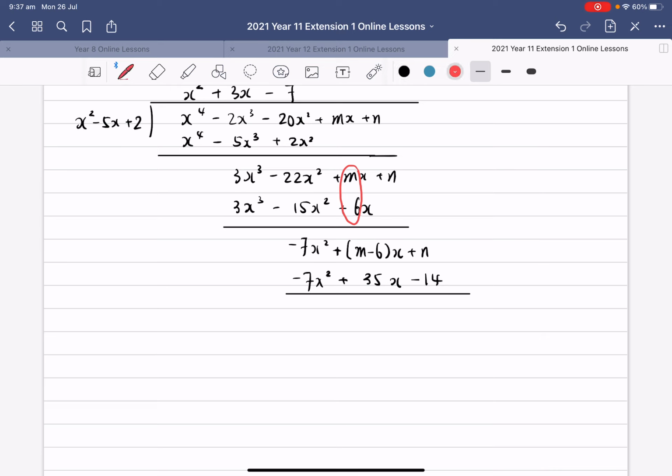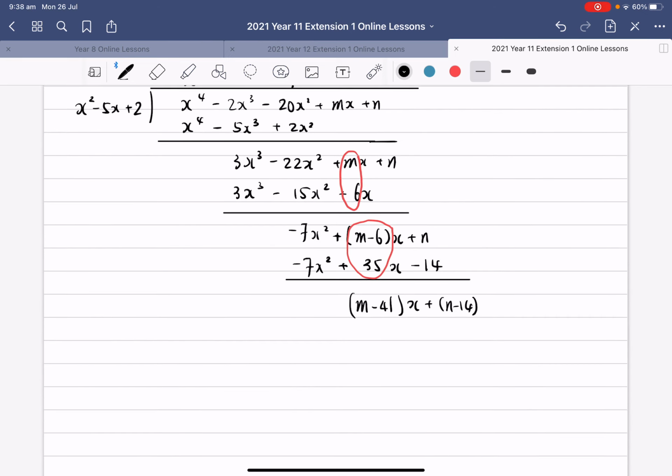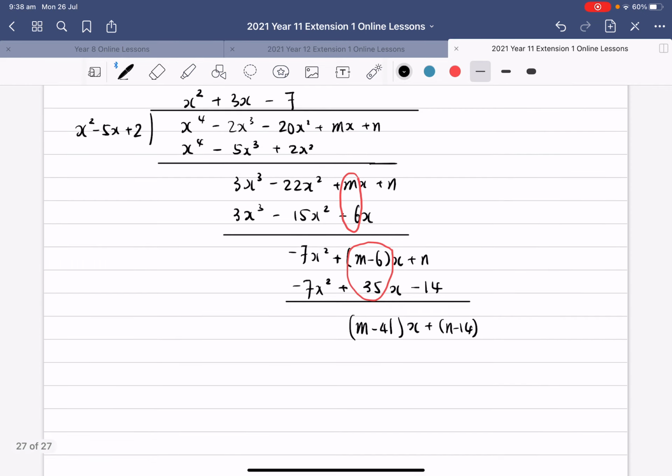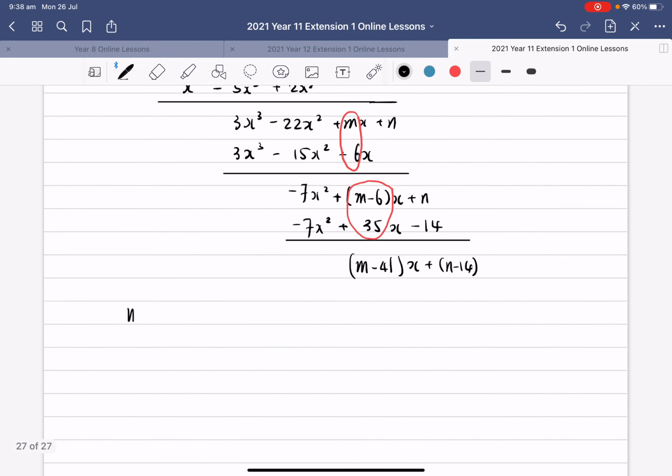So now you're going to subtract these two terms here. That gives you (m minus 41) x plus n minus 14. That's what we have. Now the next step is actually pretty easy. We need to make sure the remainder is equal to 0. It says exactly divisible, which means this remainder, (m minus 41) x plus n minus 14, should equal 0.